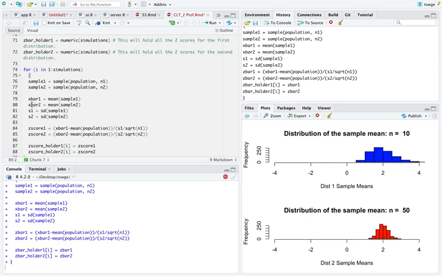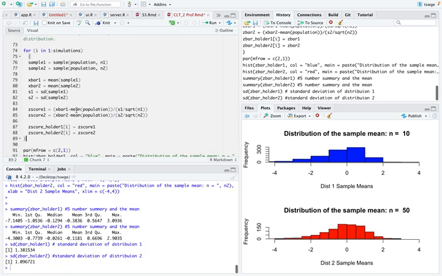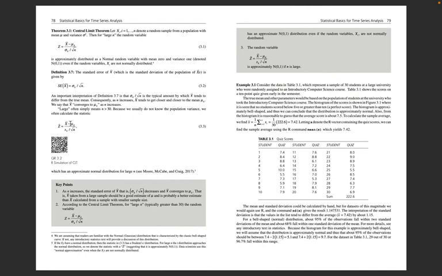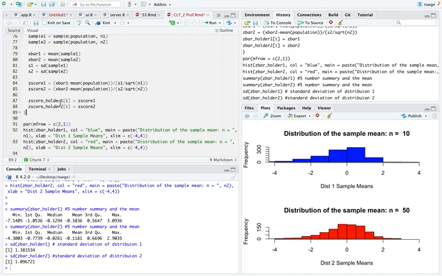Let's take the mean of the 10 samples, the mean of the 50 samples, the standard deviation of the 10 samples, the standard deviation of the 50. Now let's make a z-score: x bar of the 10 minus the overall mean, divided by the s of the 10 divided by the square root of 10. Same thing for the 50. So we're just transforming x bar minus mu divided by s divided by the square root of n. And we store them. We're going to put 1,000 of these in there.